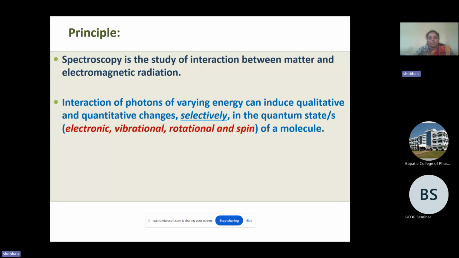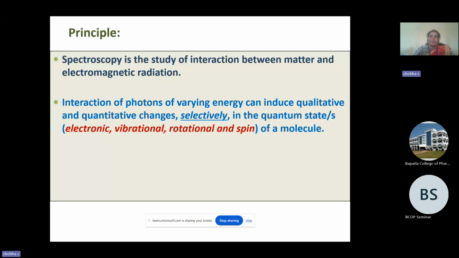So mainly whatever spectroscopy you are going to deal with, maybe spectrometry also, we are measuring the interactions between the matter as well as the electromagnetic radiation. So it may be electronic, vibrational, as well as rotational, as well as spin. The vibrations, whatever it is having, only will be represented in the form of dipole moment.